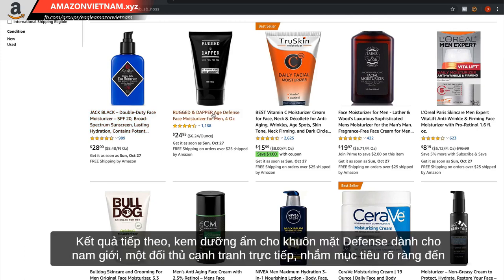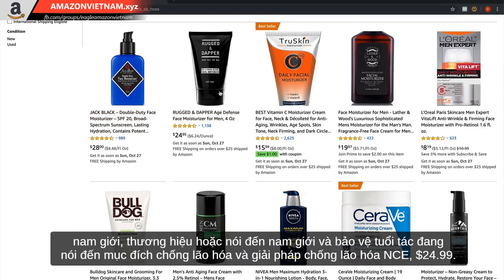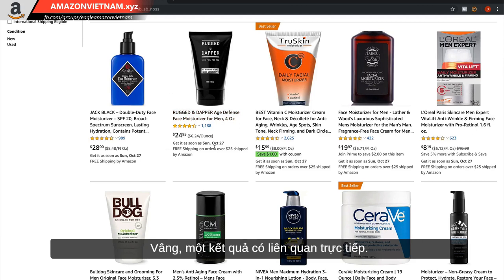The next result, Age Defense Face Moisturizer for men. A direct competitor, clearly targeting men. The branding all speaks to men, and Age Defense is talking to the intent of anti-aging and an anti-aging solution. $24.99, so yep, a directly relevant result.